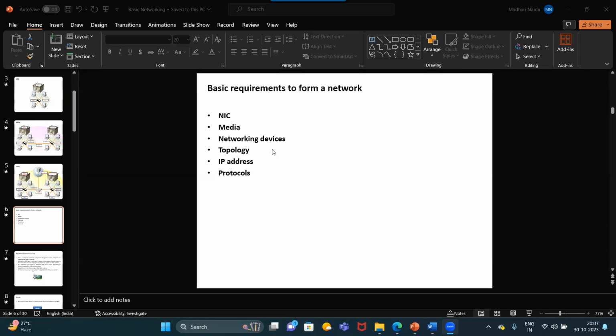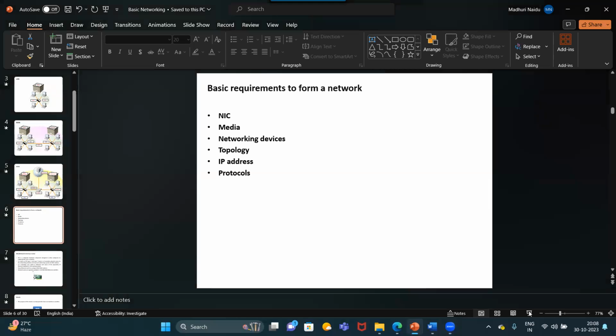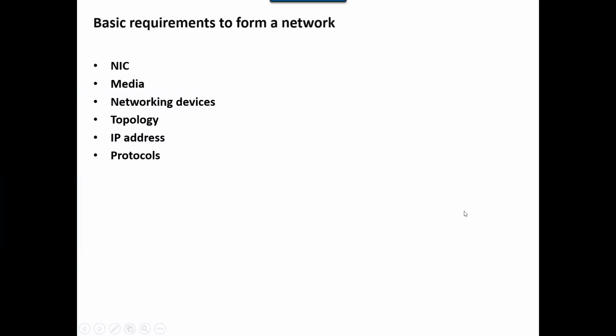These are the basic requirements: NIC, media, networking devices, topology, IP address, and protocols. These are the basic requirements to connect our systems in a network. The first one is NIC, Network Interface Card.